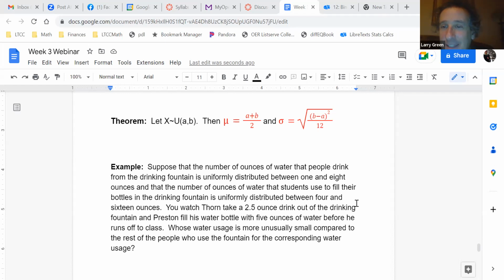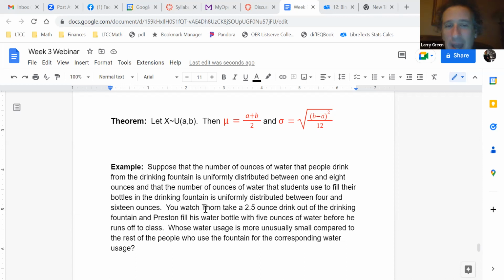If you know Lake Tahoe Community College, one of the wonderful things we have is a bottle filler. I use it all the time because I use a water bottle. I fill it up and then I have it in my office and I have as much water as I have for a while. Usually it lasts me a day or two. So there's two choices. You can fill your whole bottle or you can just turn it and start drinking. If you turn it and start drinking, it's uniformly distributed between 1 and 8 ounces. But if you're going to fill a bottle, then it's 4 to 16 ounces. Okay.